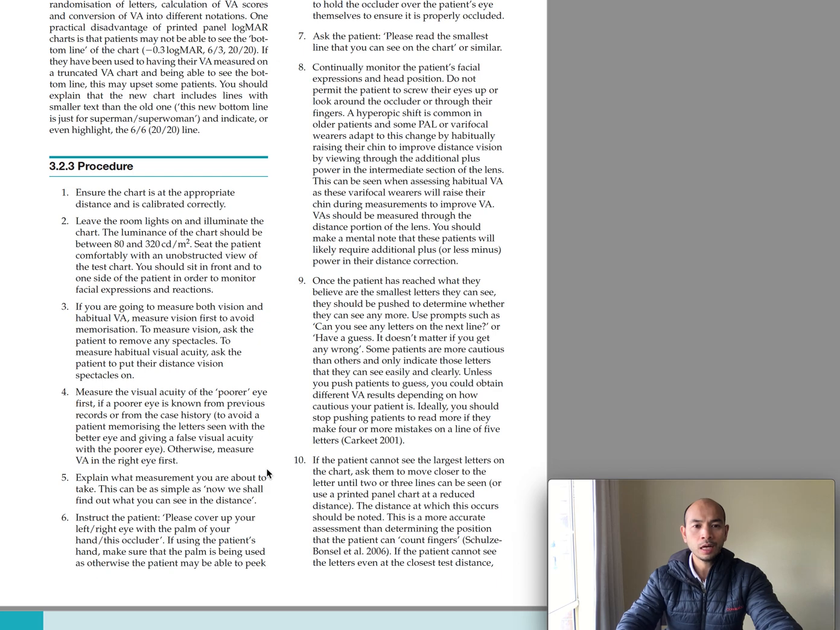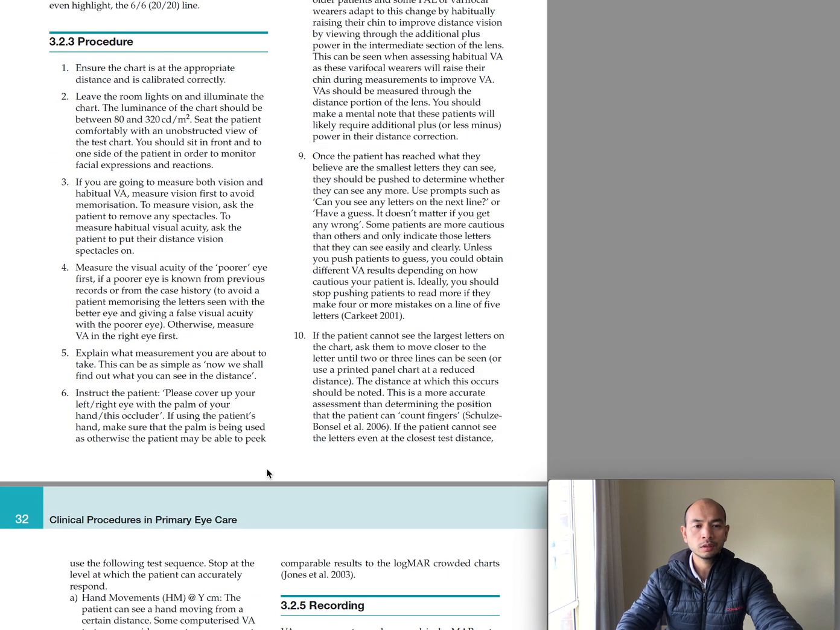To measure vision, ask the patient to remove any spectacles. To measure habitual visual acuity, ask the patient to put their distance spectacles on. Measure the visual acuity of the poorer eye first, if a poorer eye is known from previous records or from the case history, to avoid the patient memorizing the letters with the better eye and giving a false visual acuity with the poorer eye. Otherwise, measure VA in the right eye first.